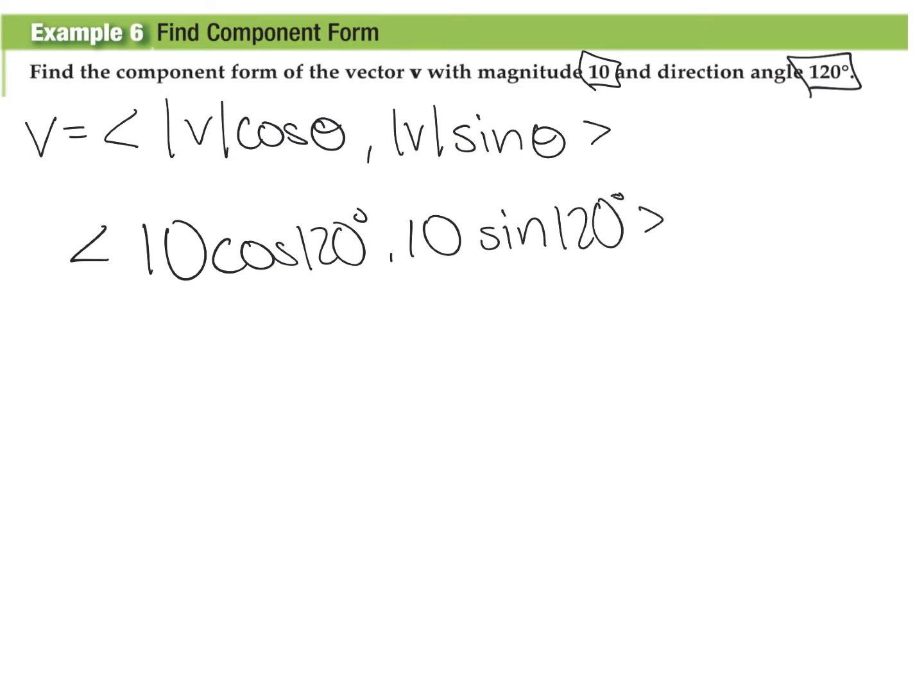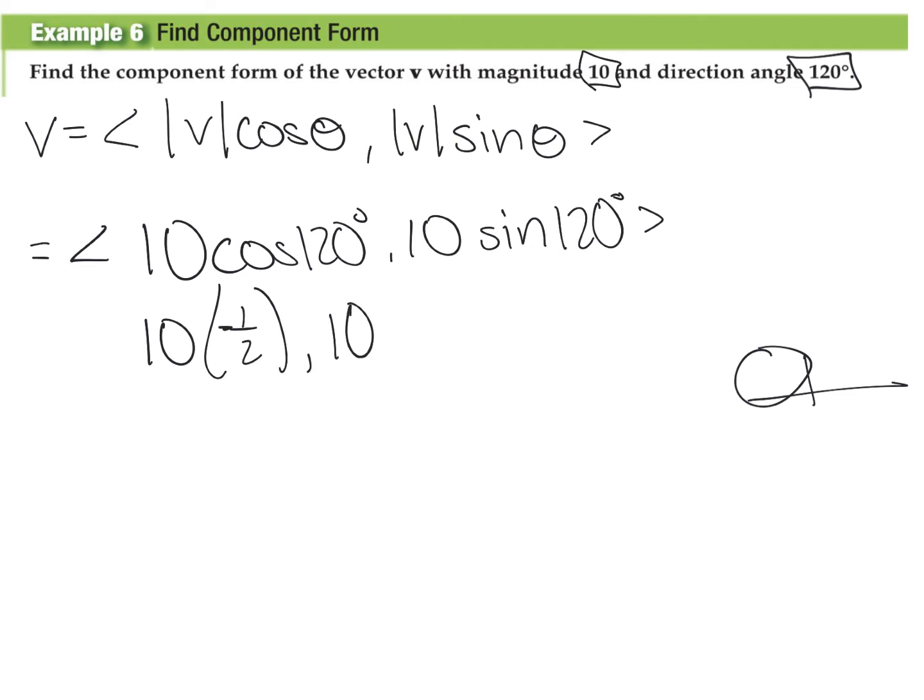Make sure your calculator is in degrees if you are doing it in degrees. If not, use your unit circle. These are both really easy ones to be found on the unit circle. Cosine of 120 is 1/2. So this is 10 times 1/2. And actually, it's a negative 1/2. That would be because it's over here in the second quadrant. And then sine of 120 is a positive √3/2.